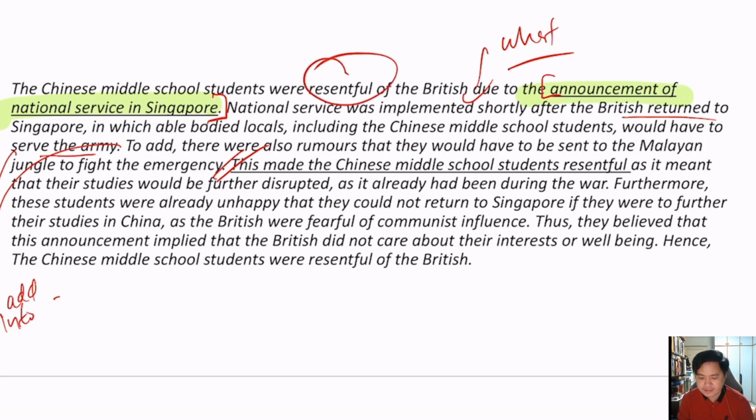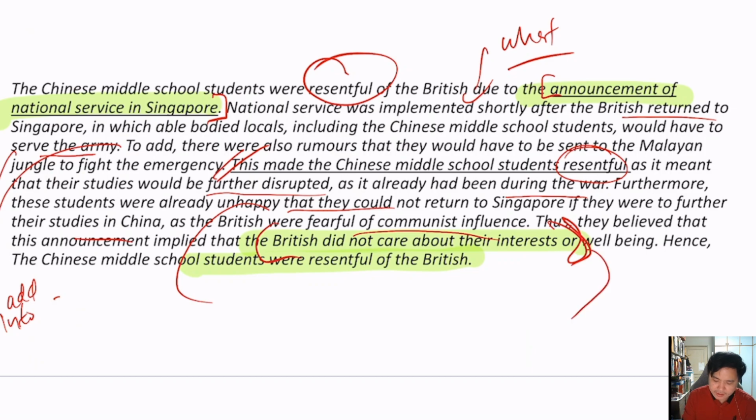So how does this actually lead to resentment? Well, it led to resentment as it meant that their studies were further disrupted, as was already the case during the war. They were unhappy they could not further their studies in China due to the fear of communist influence. Thus, they implied that by making us go for NS, you're not caring about our interests or well-being, and hence, all these things led to resentment.